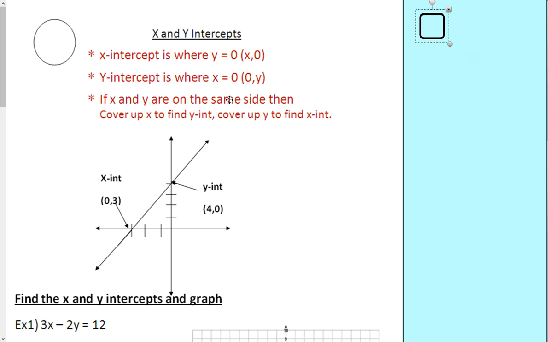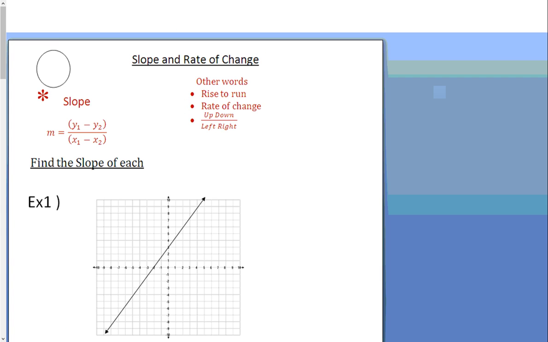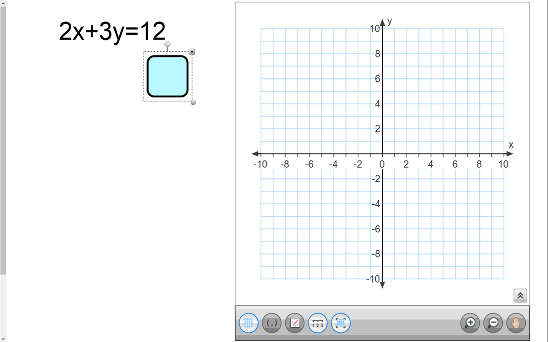And if the x and the y are on the same side, then the cover-up method is the best way to find the x and y-intercept. I'm going to spend some time talking about these three, but this is the key to this entire assignment. In fact, these first two, if you can memorize them, you pretty much have everything you need to know for graphing. So with that being said, let's go ahead and try an example so you can see this.